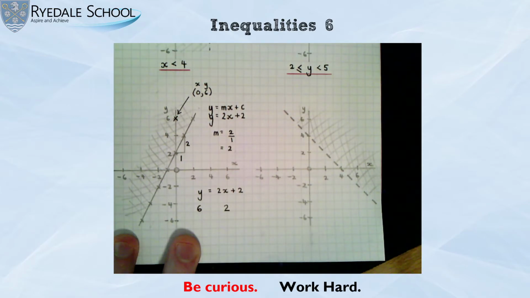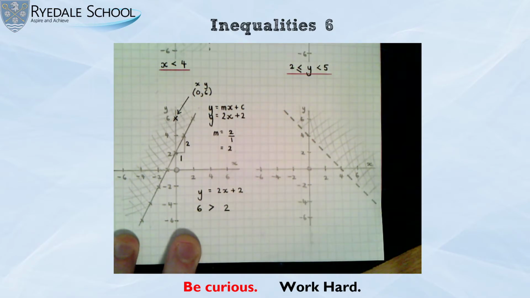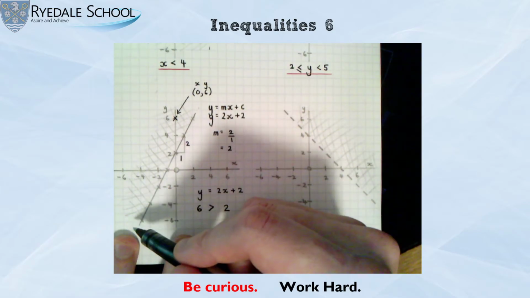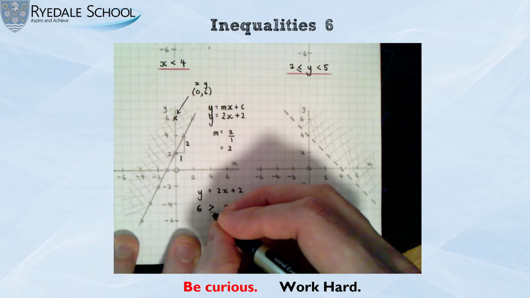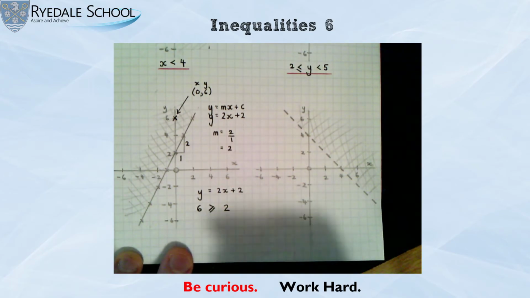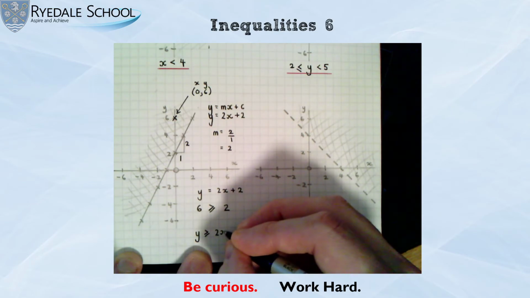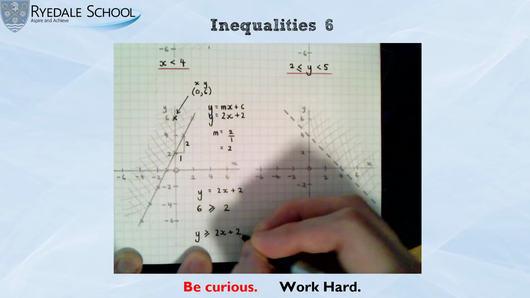And if you want to do your naughty crocodile, you can. He would eat the larger number. 6 is greater than 2, but it is a solid line, so I'm going to need to include the equals. So my final inequality is y is greater than or equal to 2x plus 2.